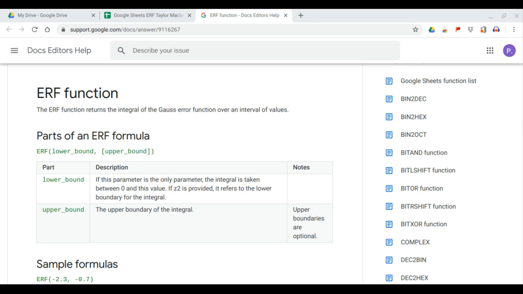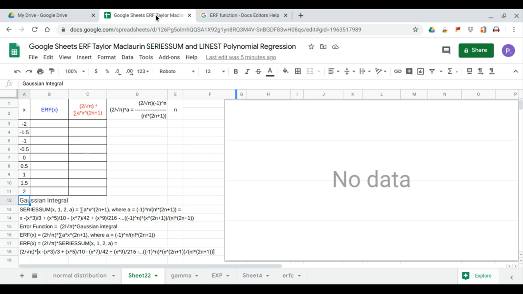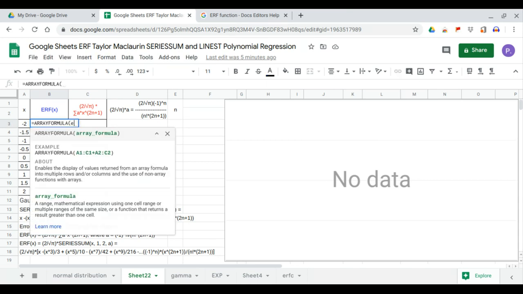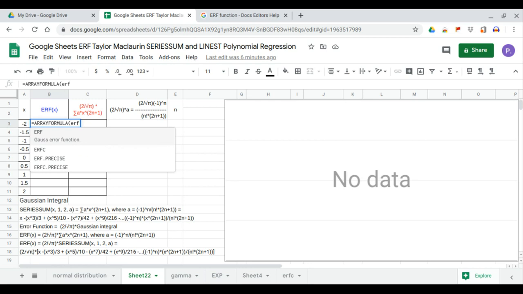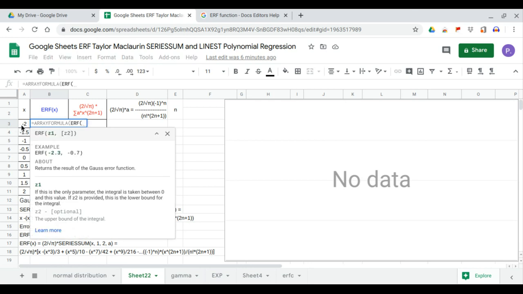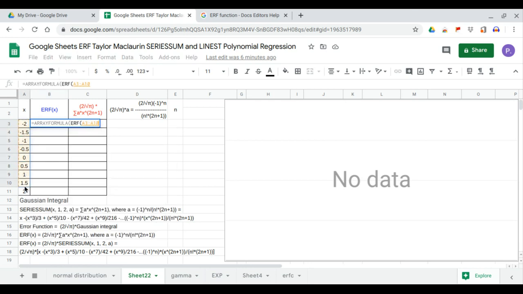The Erf function returns the integral of the Gauss error function over an interval of values. In this video, we will generate the dataset of the error function, the Erf function. So we use a formula, Erf, the Gauss error function of these values of x.